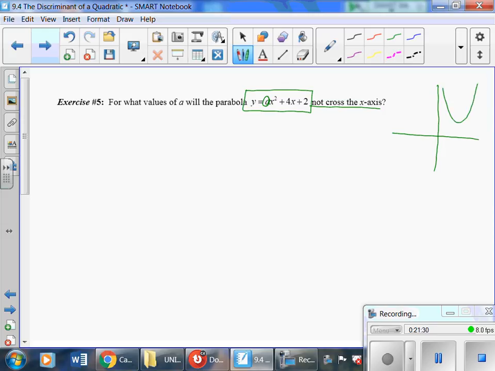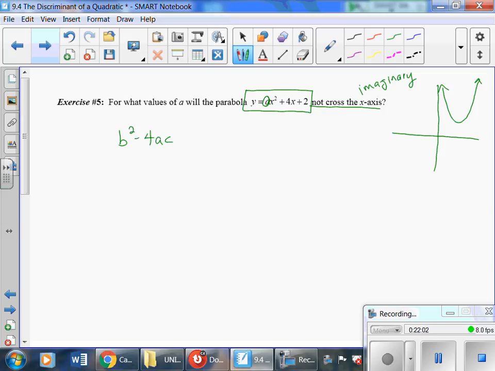So again, I want you to just think about what that means. It means it's going to look something like this. And we talked about this earlier in this unit where we said that if it doesn't cross the x-axis, that means it has to have imaginary roots. All right, so it's really important to take a moment and just make sense of the problem and translate it. So now, if it has imaginary roots, hopefully you're going to go back to, ooh, that means that the discriminant has to be negative. So we have b squared minus 4ac.